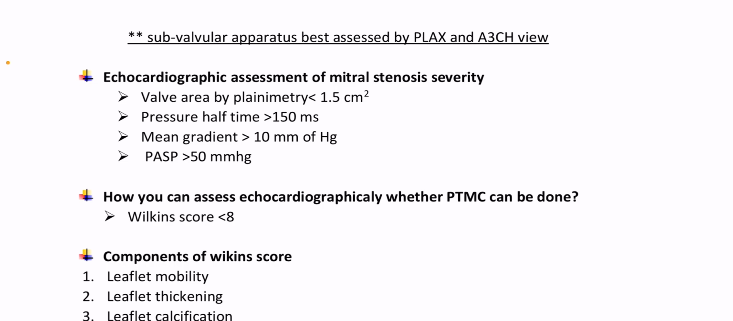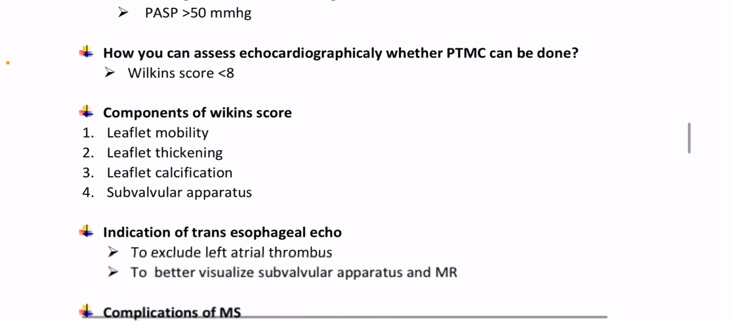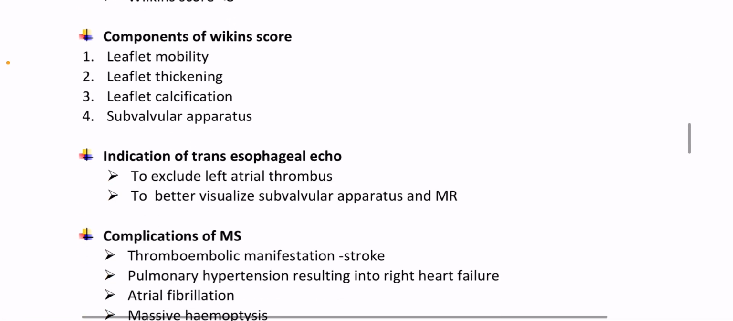How can you assess echocardiographically whether PTMC can be done? If Wilkins score is less than 8. Components of Wilkins score are leaflet mobility, leaflet thickening, leaflet calcification, and subvalvular apparatus. Indication of transesophageal echo: to exclude left atrial thrombus, and to better visualize subvalvular apparatus and MR.